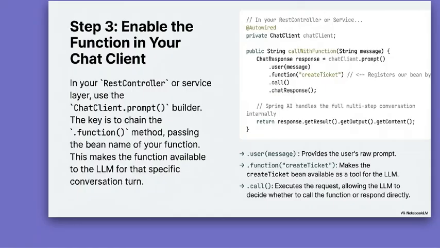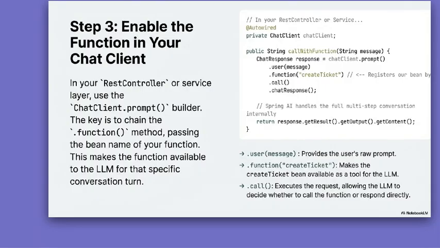Exactly. And that full execution chain, chatclient.prompt.usermessage.function create-ticket.call, that one line now fires off the entire multi-step process we analyzed before, all of it orchestrated by Spring AI behind the scenes. Okay, let's reinforce this. Let's walk through the entire 9-step sequence one more time, really highlighting Spring AI's role at the transition points. Yeah, let's do it. This is the full life cycle of a single user request.